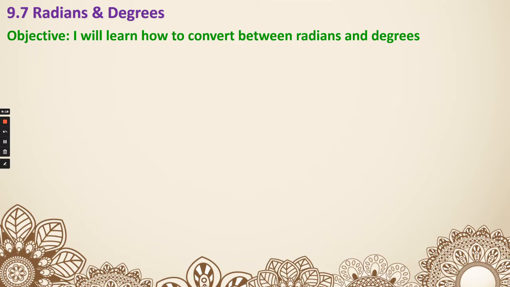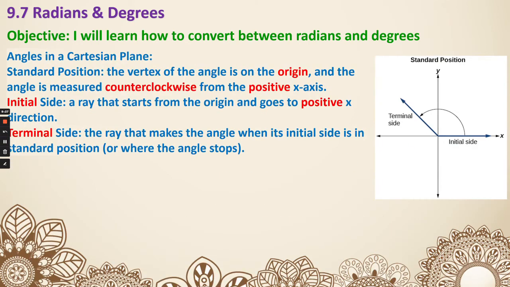Now we have seen some big angles, way bigger than 360, and we have also seen some negative angles. We need to understand where they come from. So let's talk about how angles appear in a Cartesian plane. And a Cartesian plane is just a fancy way of saying our xy coordinate. So in a coordinate system, we have angles.